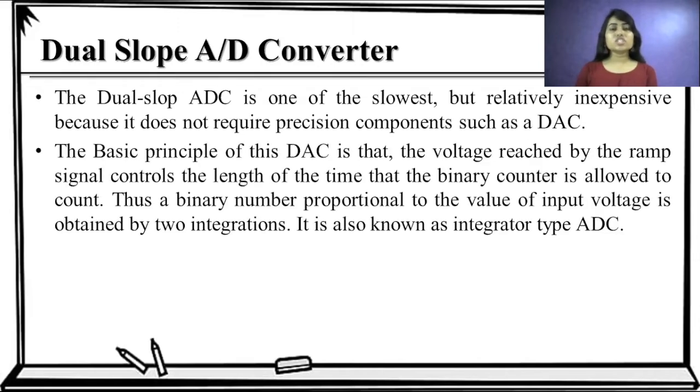The basic principle is that the voltage reached by the ramp signal controls the length of time that the binary counter is allowed to count. In a counter type, we used an AND gate and a comparator to control the counter. Here we use a ramp signal to control the binary counter up to the value of the analog input, and this length of time is controlled by an integrator. Thus a binary number proportional to the value of the input voltage is obtained by two integrations. It is also known as the integral type analog to digital converter.